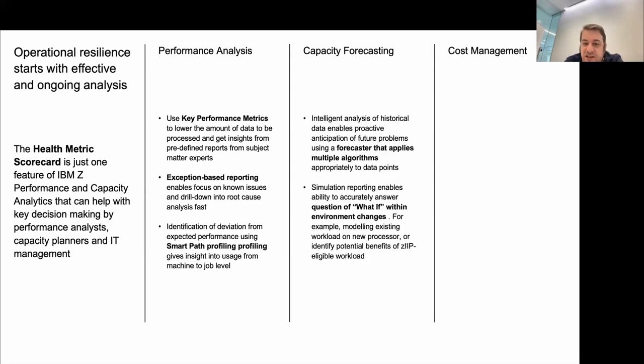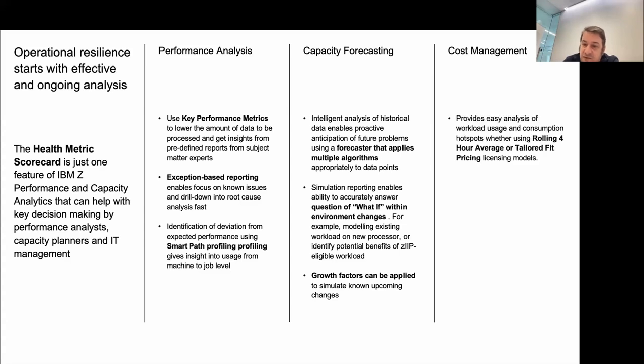Our capacity forecasting capabilities are continuing to be built out. I showed the forecasting capabilities today. There are some other areas that I didn't cover today, such as our what-if analysis for environment changes. So if you're planning your move to a new machine, we're able to do some modeling there. We can also apply growth factors so that you can see what the impact to a batch workload or real online workload would be if you were to grow that workload by a certain percentage.